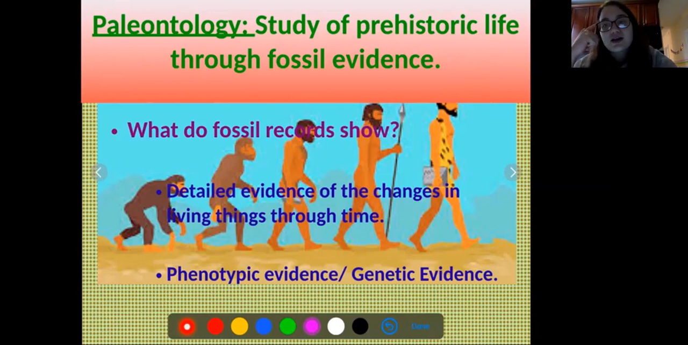we are looking at the structures of those fossils and seeing the structures that different organisms have. But we can also use this to find genetic evidence, because oftentimes we're able to extract DNA from those bones, and we're able to look at the genetic code that that species had, and then compare that DNA to other species that are similar or that are different. So this is phenotypic and genetic evidence.